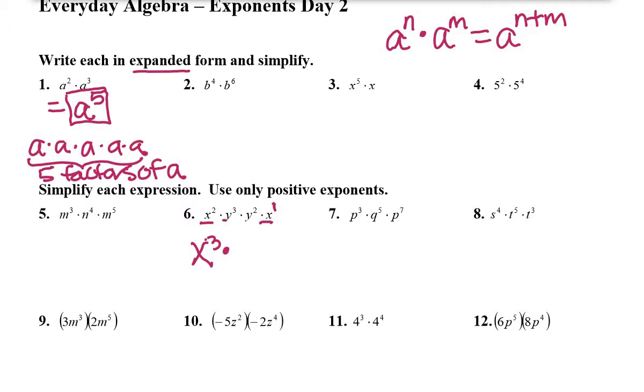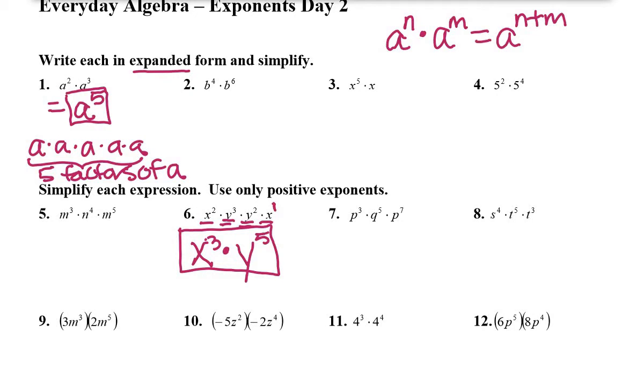And then I can combine the y's. Y cubed times y squared. 3 plus 2 is 5, so that would become y to the fifth. And we can't combine those or simplify it because they don't have the same base. Alright, and then I'll do one of these ones down here. Maybe I'll do number 10.